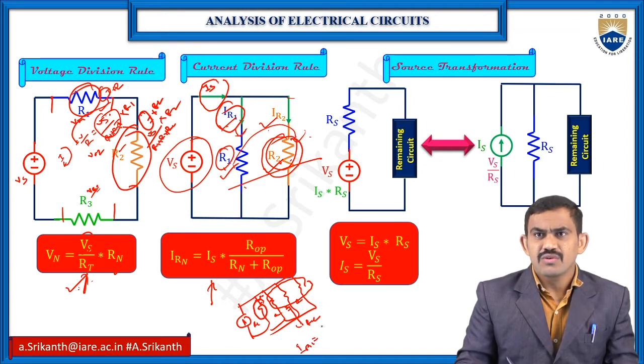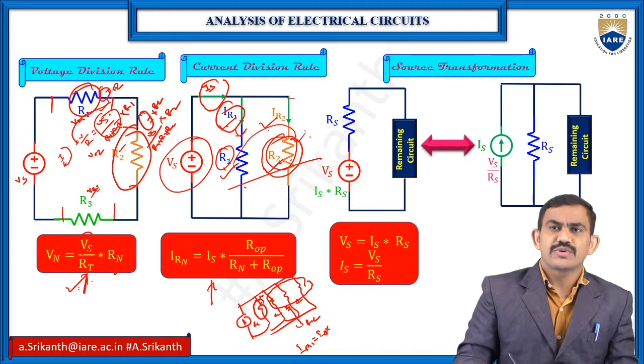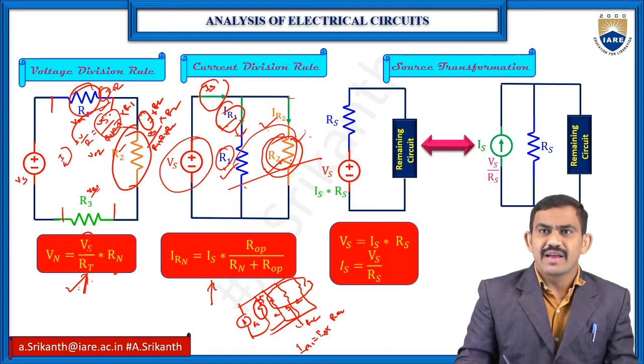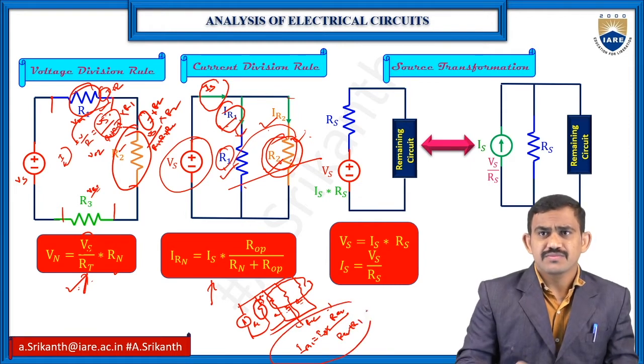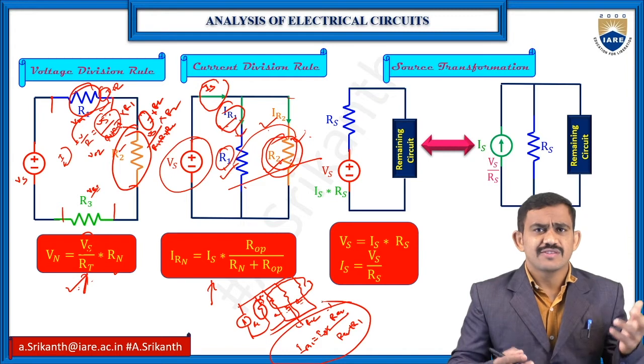R1 equal to Is into opposite resistor. That is R equivalent value. For these three resistors, the equivalent value, and R equivalent plus your R1 value. That is the formula for current division.